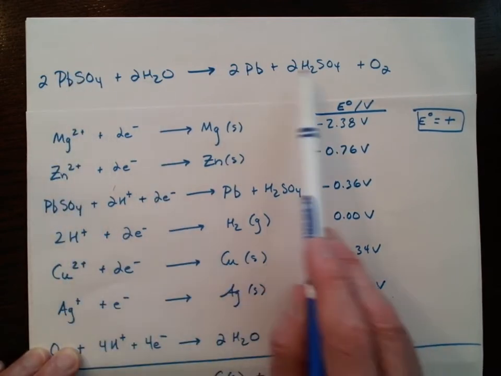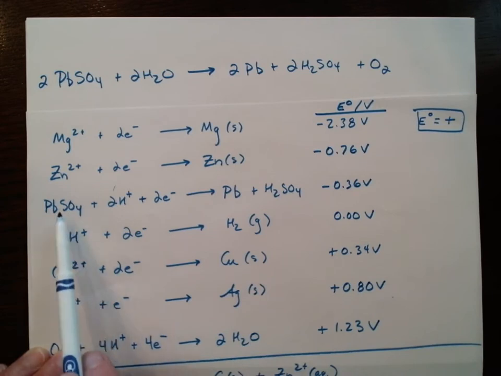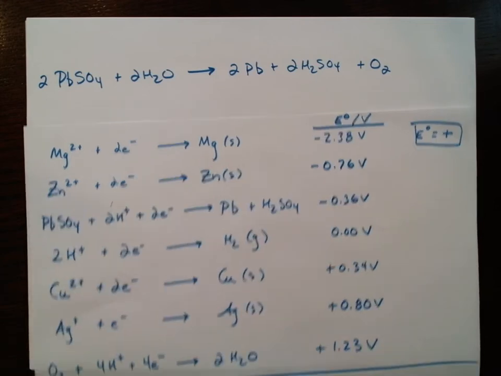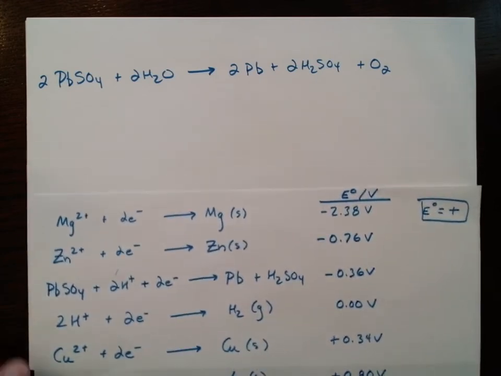So this is probably the reduction that's happening. And as I look at this, it looks like I'm going to need 2 of these, isn't that right? Yep. So I'm going to multiply this whole equation by 2. So let me write this down as my reduction.